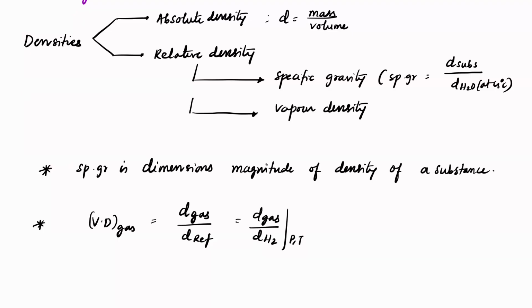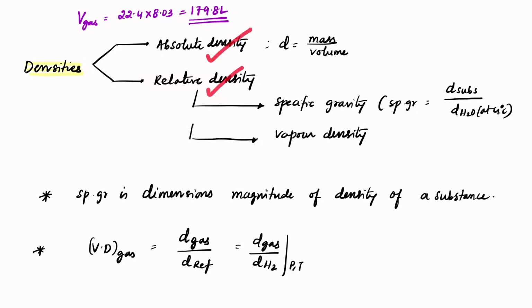When it comes to densities, there are two terms that we need to check. One is absolute density, the other one is relative density. Absolute density is the absolute mass of a substance by volume. Relative density is of two kinds. One is specific gravity, the other one is vapor density.